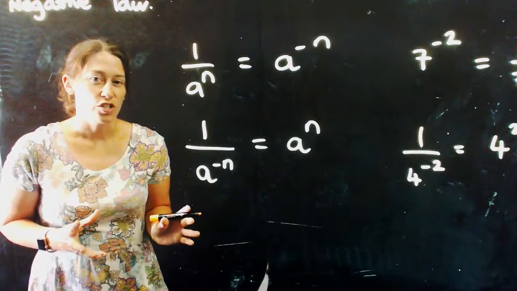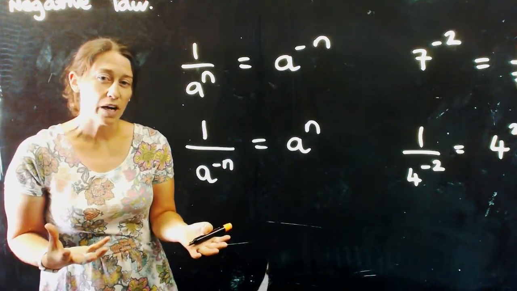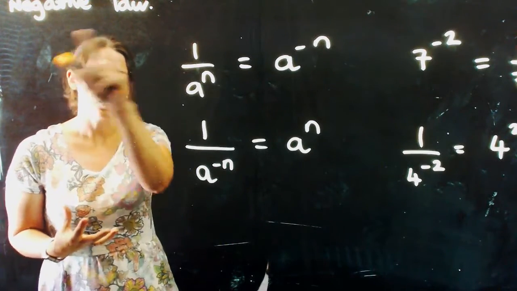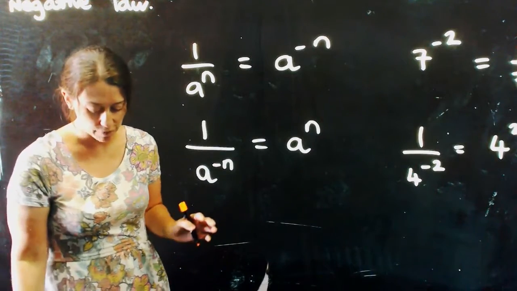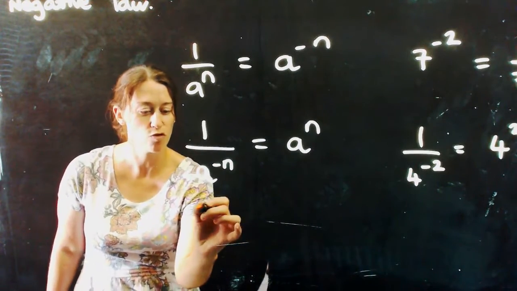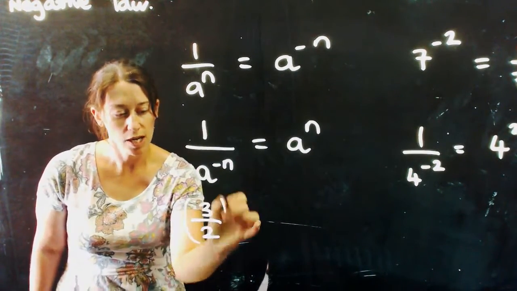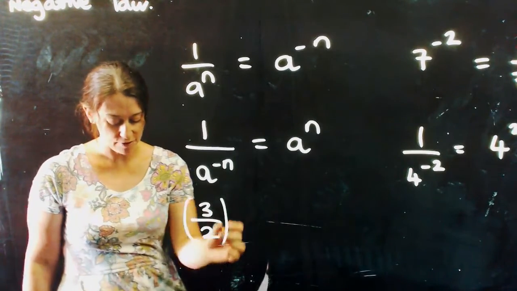Let's do some fractions now. In order for you to understand the fractions, you may have had to watch the rational law video or remind yourself of that. But let's do an example that involves a fraction. So let's do 3 over 2 to the power of negative 3.